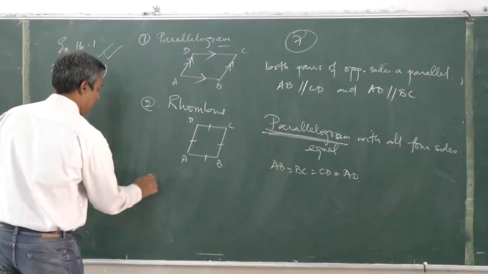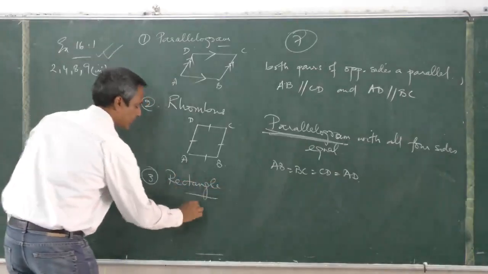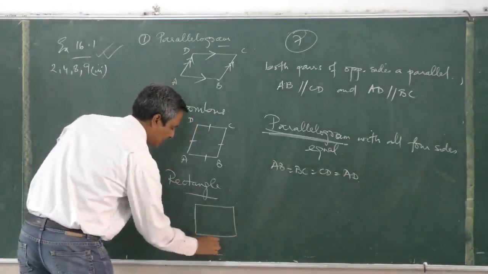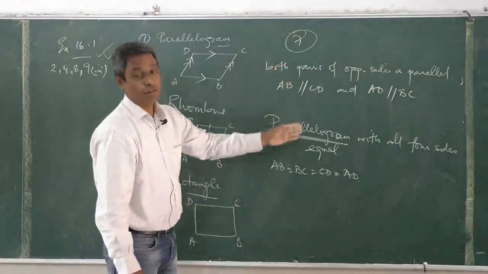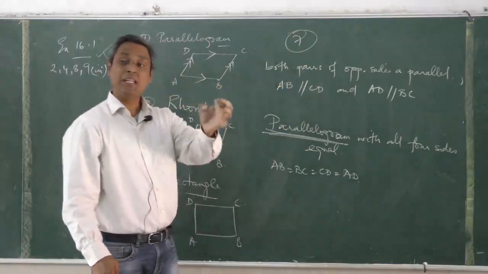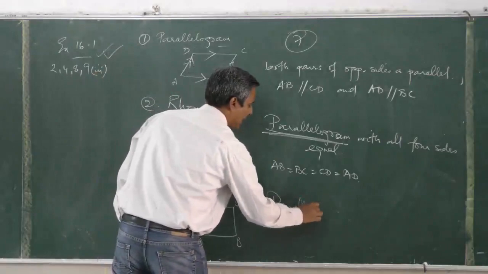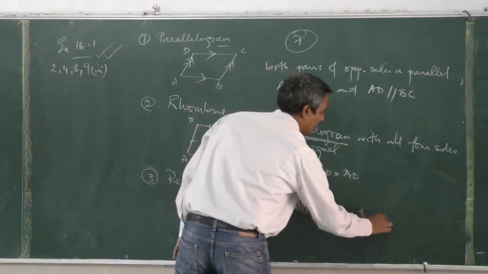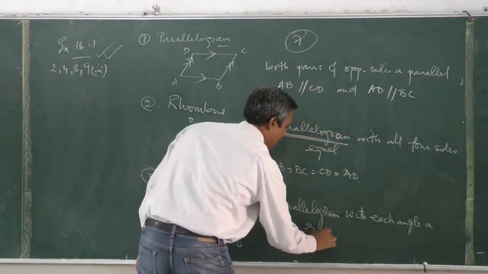Now what is a rectangle? A rectangle. Let's define it. These are definitions. Then you understand from the diagram. A parallelogram with each angle equal to 90 degrees. So a rectangle is a parallelogram with each angle a right angle.